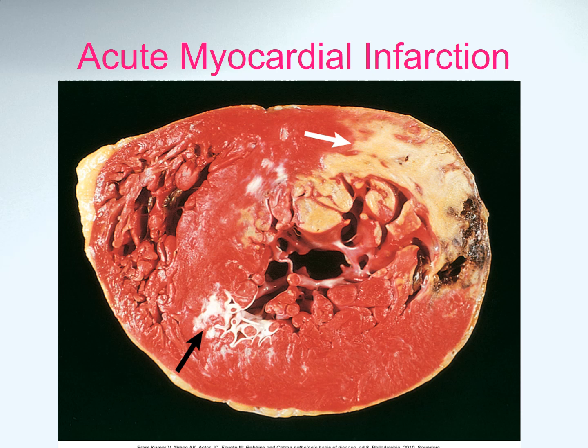You can see from this picture where the areas of necrosis are. That's the white arrow. The scarring from a previous anterior wall myocardial infarction is the black arrow. So that's basically dead tissue.